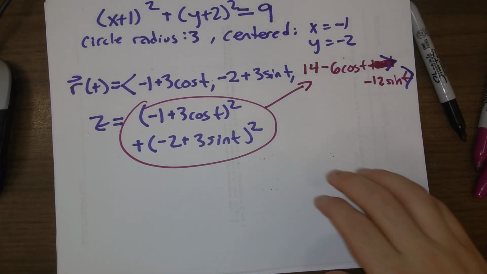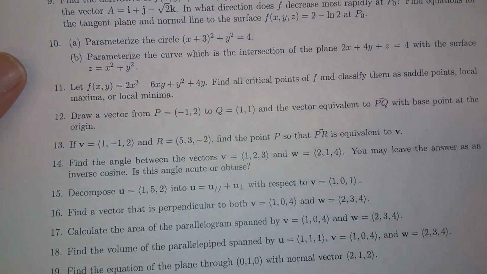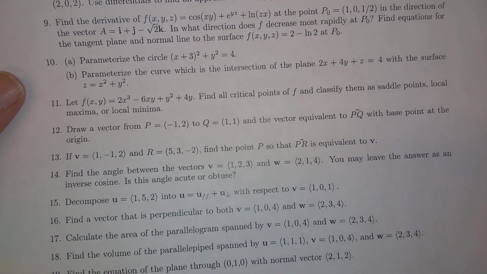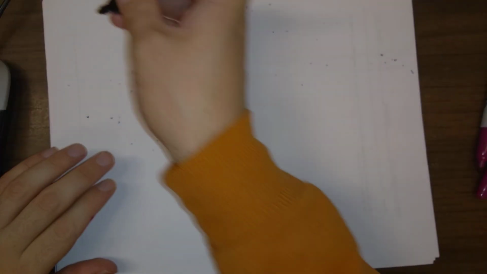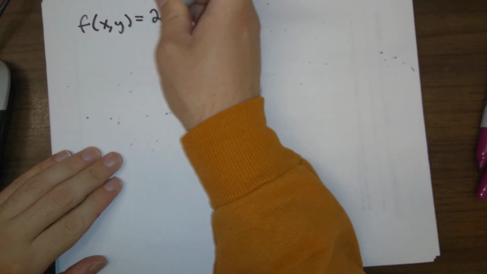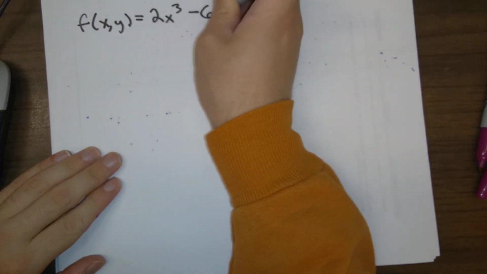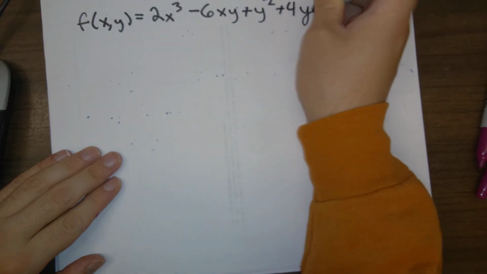Okay, so that was problem 10. That was a throwback to chapter 13. Problem 11 is a 14.7 problem. Find and classify critical points of this function of two variables. So what do we have? We have f of x y is 2x cubed minus 6xy plus y squared plus 4y.